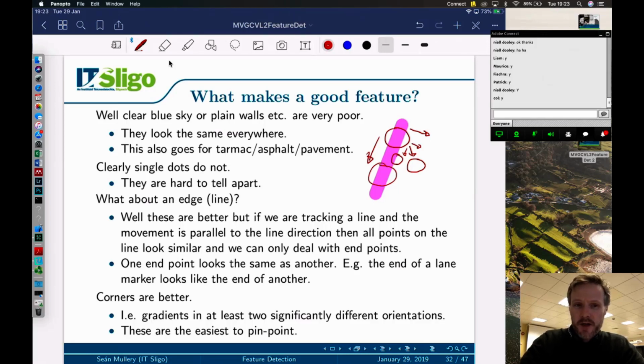So an edge or line, these are better, but if we're tracking a line and the movement is parallel to the line direction, then all points on the line look similar, and we can only deal with the endpoints. The problem with the endpoints is that one endpoint looks the same as another, and if it's moved a significant distance, so if you think about something like lane markings, either end of a lane marking looks the same as the next lane marking. And if you don't have a sense of how fast you're traveling or how fast they're moving through it, are you going to miss those lane markings? Or are you going to attach one descriptor of the end of a lane marking with another descriptor of the end of a lane marking?